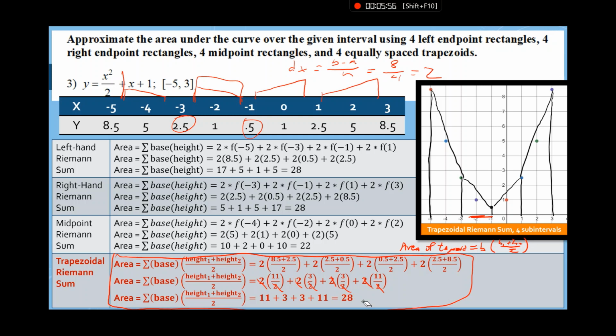Any questions on what we did here? No. Okay. All right, then we'll take a look at today's FRQ.